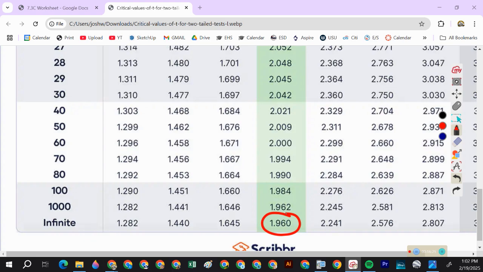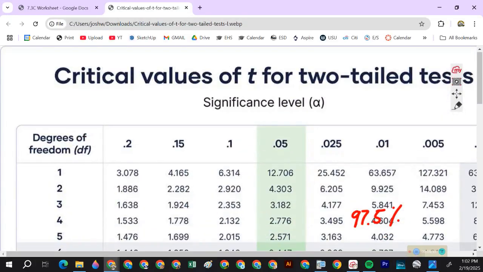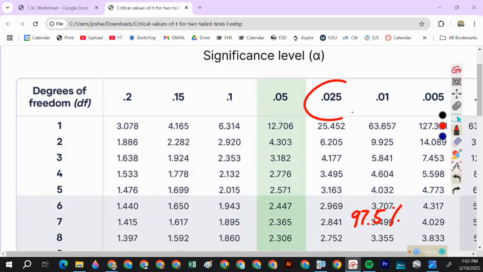So what if I wanted a 97.5% confidence interval? What column would I use? I would use this one. And what confidence level would that be? That would be 99% confidence level. What would that be? A 90% confidence interval. Okay, does that make sense?